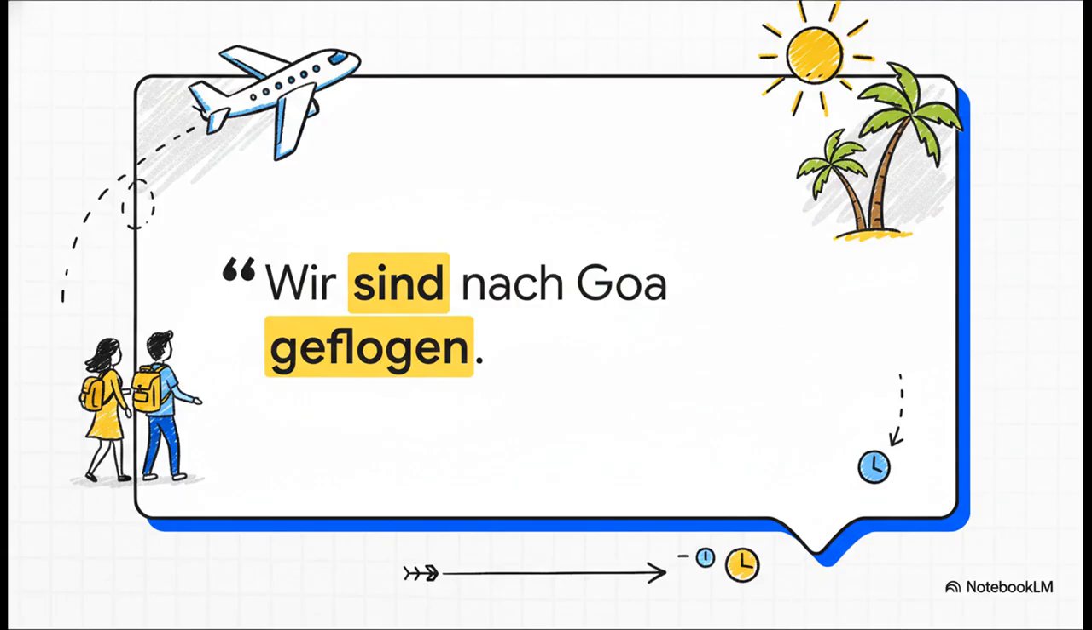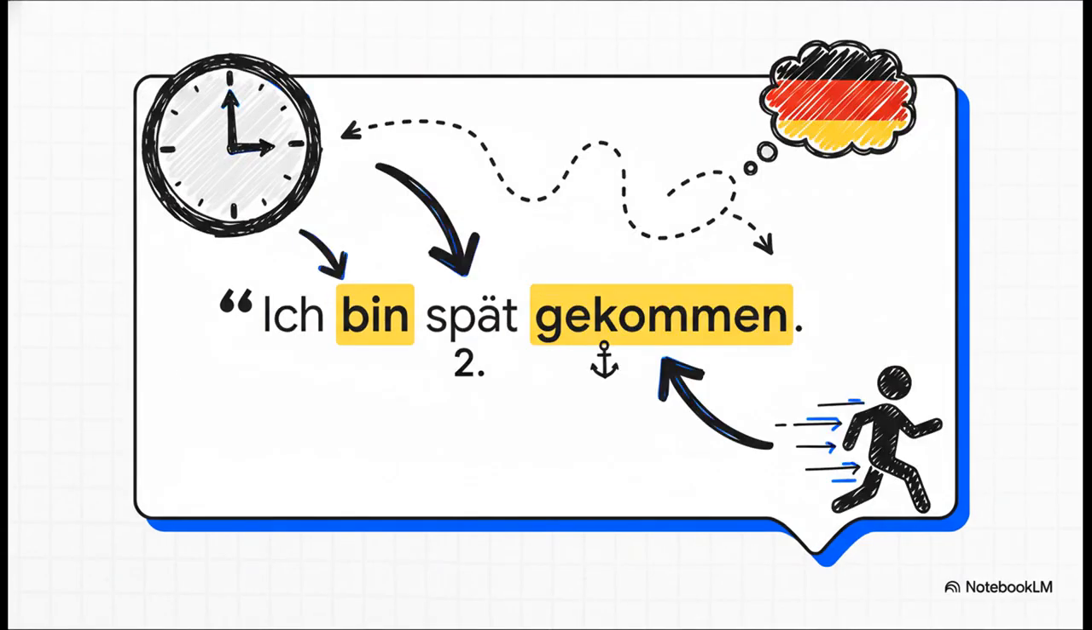Wir sind nach Goa geflogen. See, wir is position 1, so our helping verb sind is right there in position 2. And where's geflogen? All the way at the end. A perfect example of that structure. Let's do another one. Ich bin spät gekommen. Same deal. Bin is in that second slot, right after ich, and gekommen, our participle from that easy, straightforward group, is at the end. The rule just holds up, every single time.